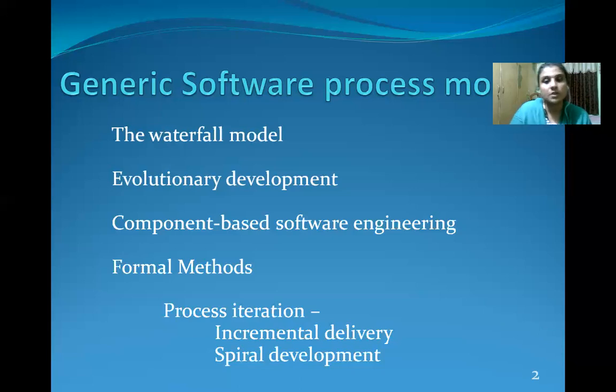With respect to spiral development, it's similar to incremental delivery, but the main advantage of spiral development is we can analyze and assess the risk involved in each and every phase of the software development lifecycle. So we can explicitly analyze the risk involved in the requirement phase, design phase, implementation, testing, and maintenance phase. That is a major advantage of using spiral development. We can assess and analyze the risk involved in each and every phase of SDLC.